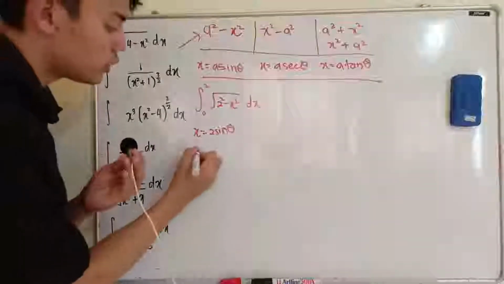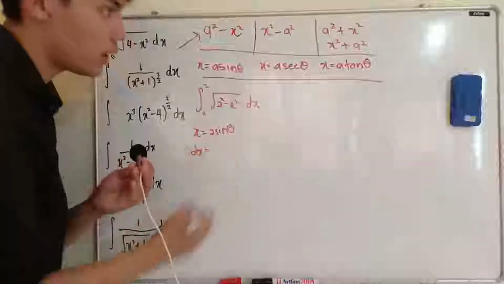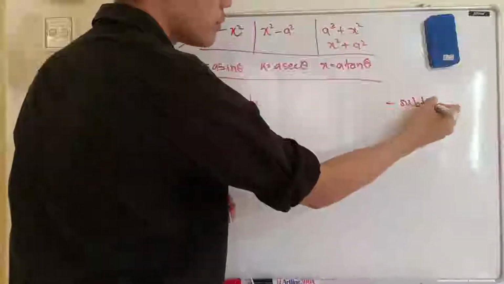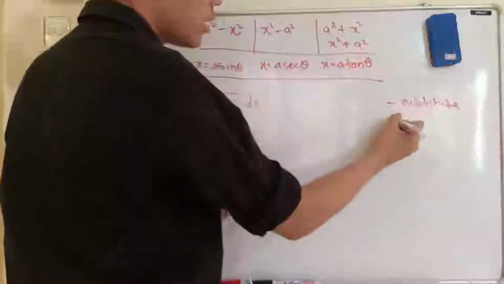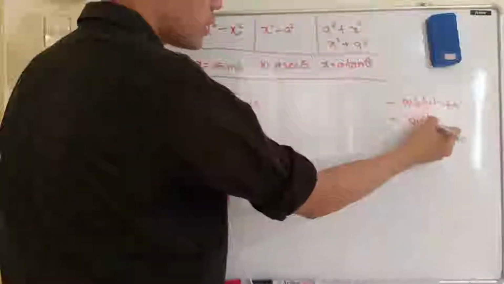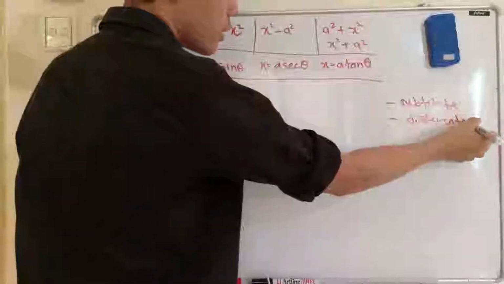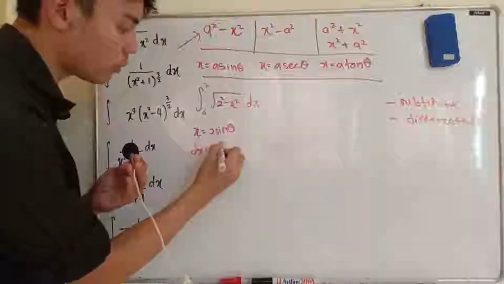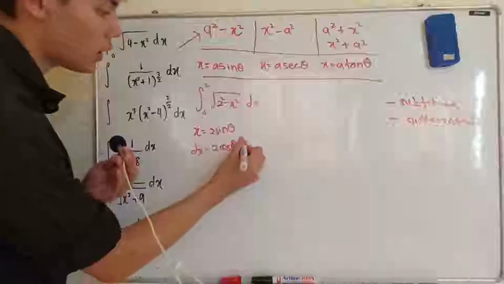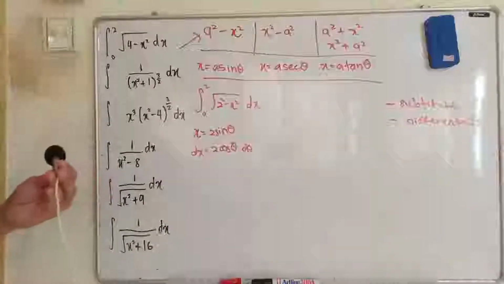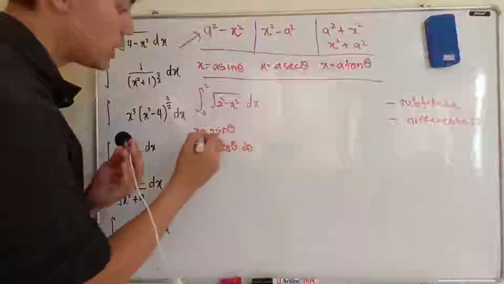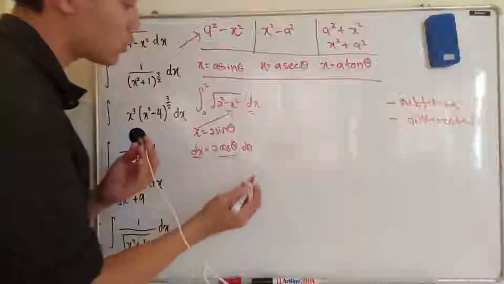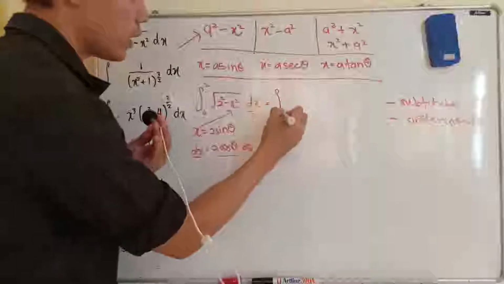Then you just differentiate it. I'm going to write the steps over here. The first step is to substitute, the second one is to differentiate. When you differentiate sine, it's going to be cos theta d theta. Now you just substitute your s over here, and your dx right now is this one.